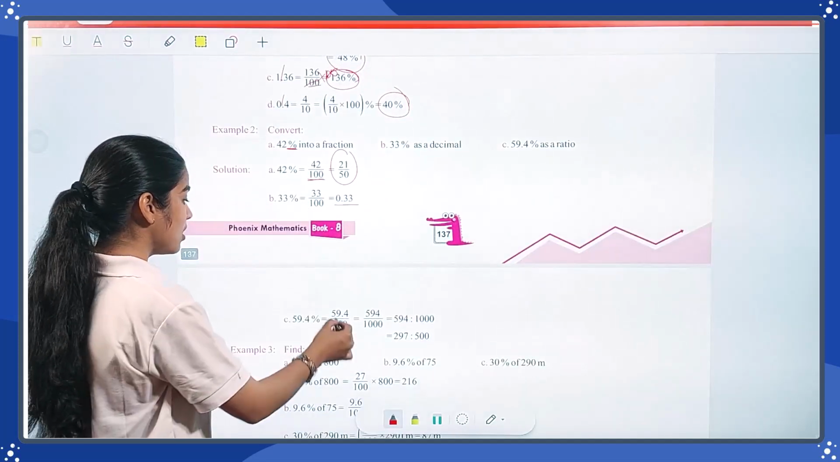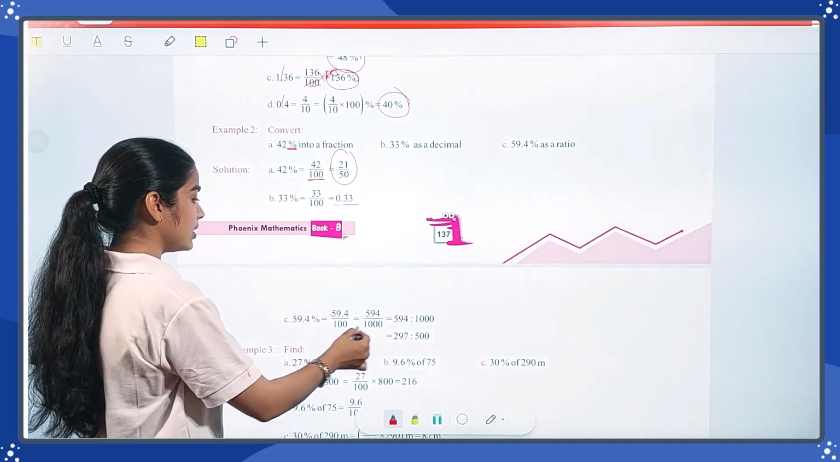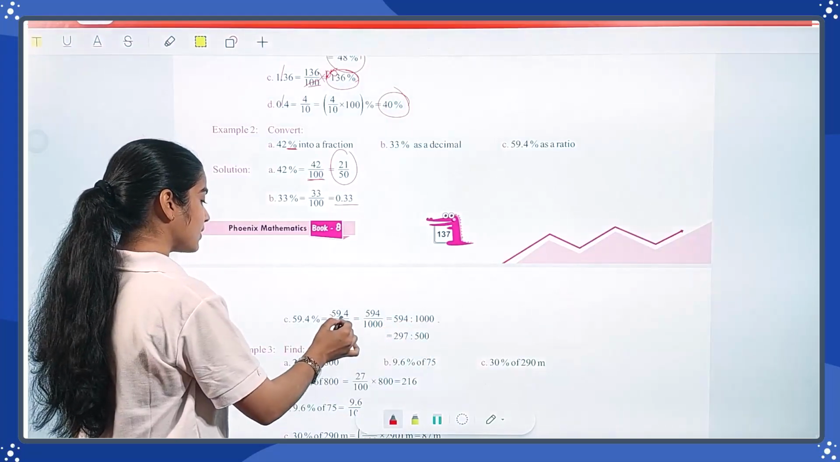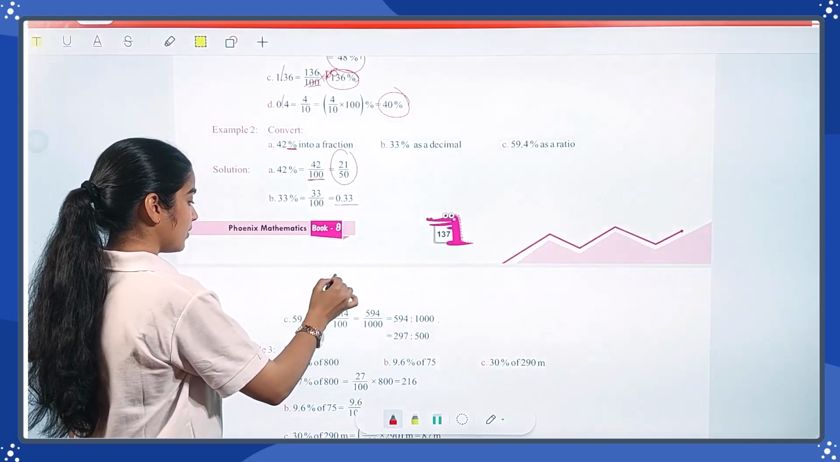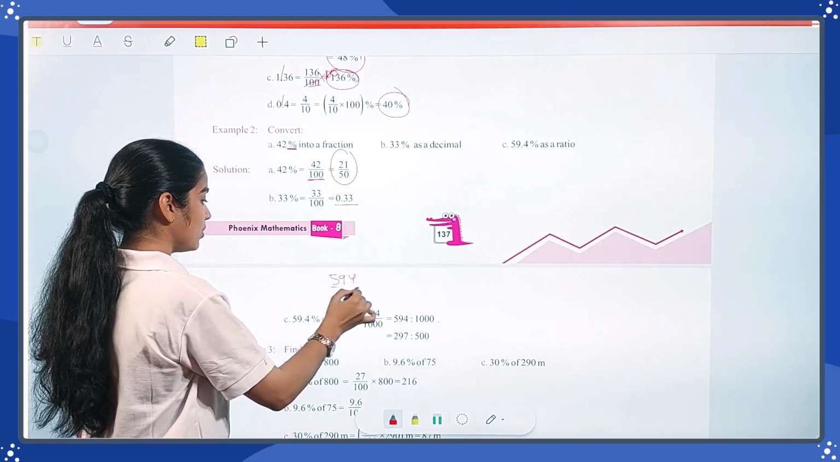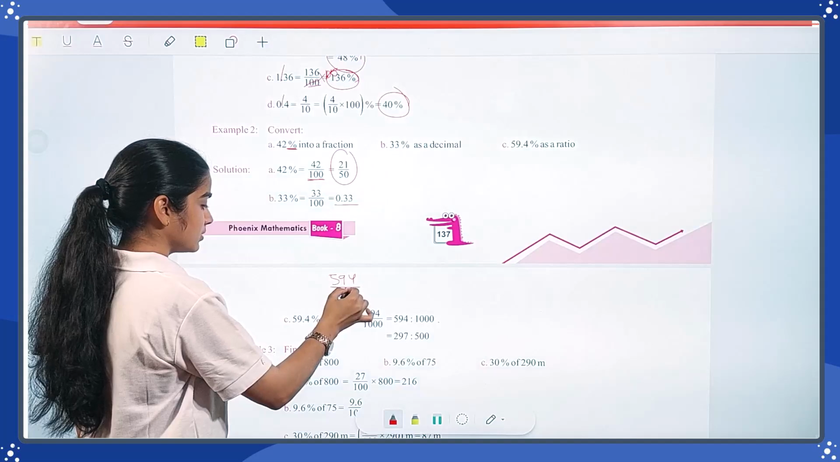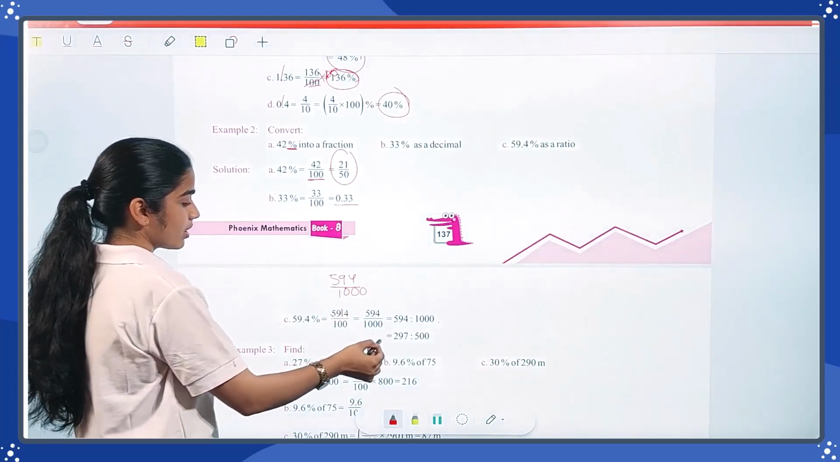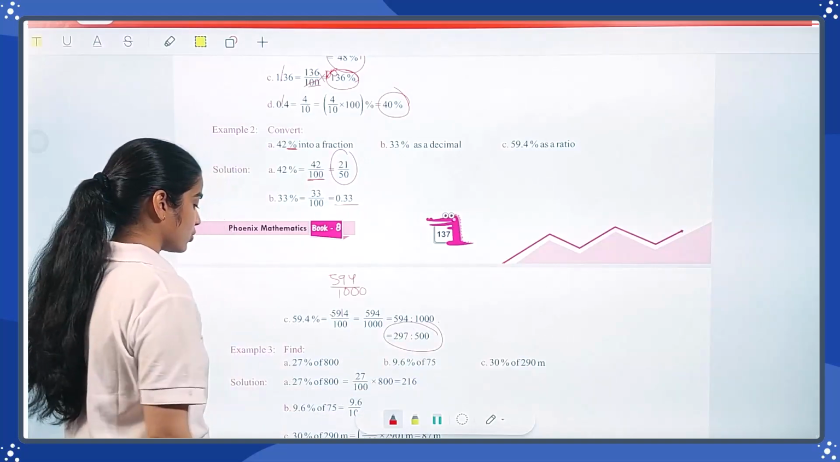59.4% as a ratio is 59.4 upon 100. 59.4 is to 100. Because when we remove this point, 594 upon 1000, we have 1000. Okay. So now you can convert this. So this is your ratio form.